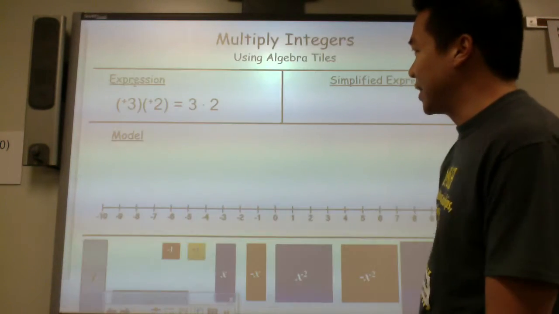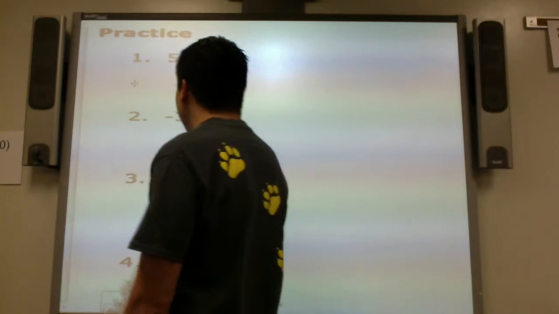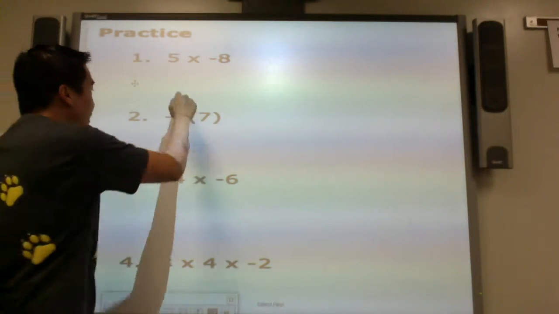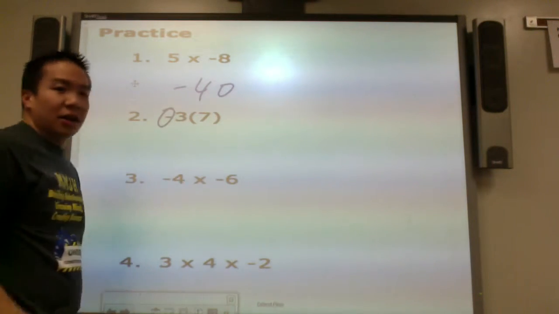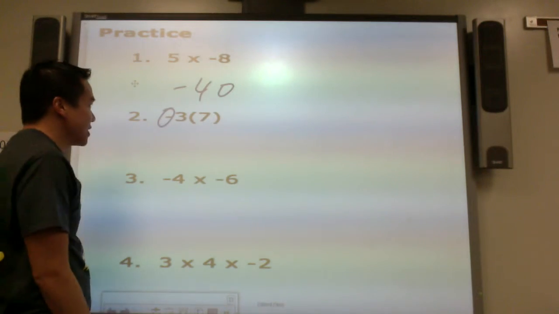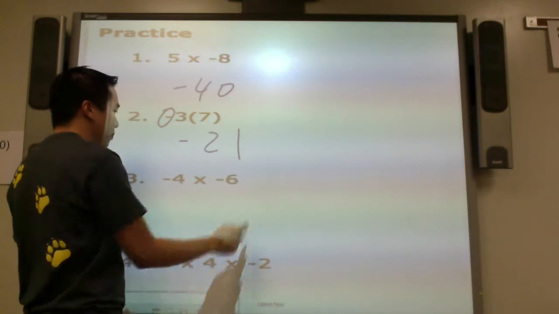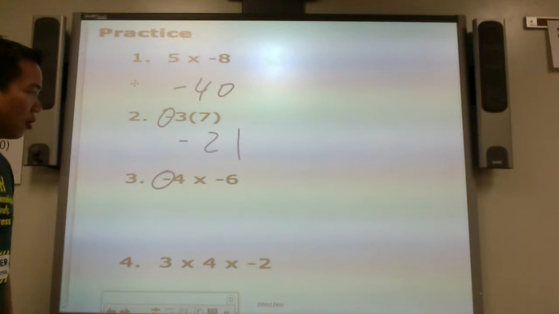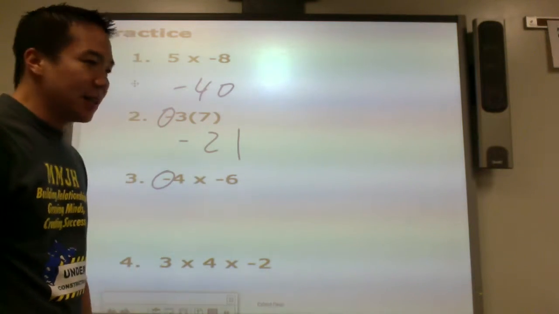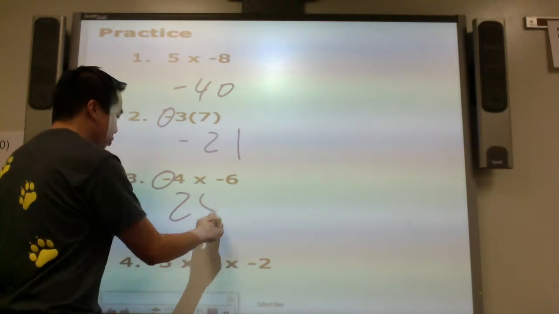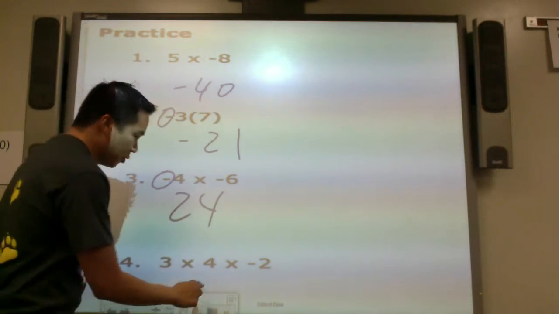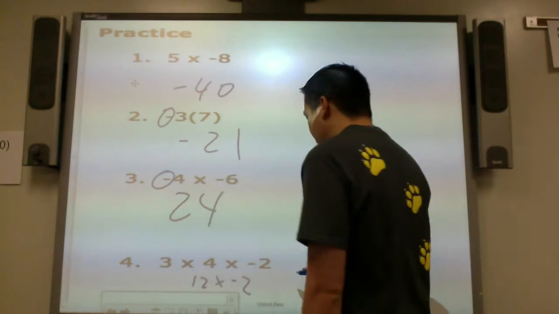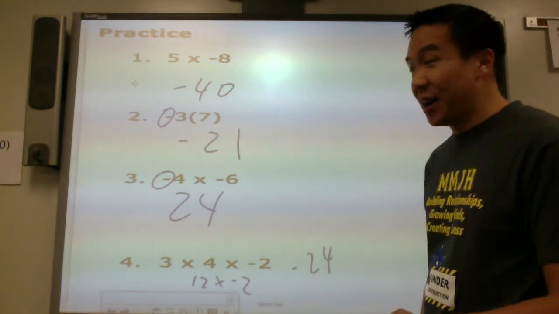So let's practice some examples. 5 times negative 8. 5 groups of negative 8 is negative 40. What's the negative 3 times 7? What's the opposite of 3 times 7? That's 21. Opposite is negative 21. What's the negative 4 times negative 6? What's the opposite of 4 times negative 6? 4 groups of negative 6 is negative 24. Opposite of it is 24. 3 times 4 is 12. 12 times negative 2. What's 12 groups of negative 2? Negative 24. That's a lot of negatives.